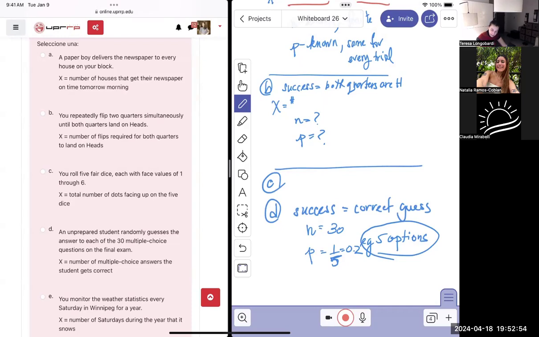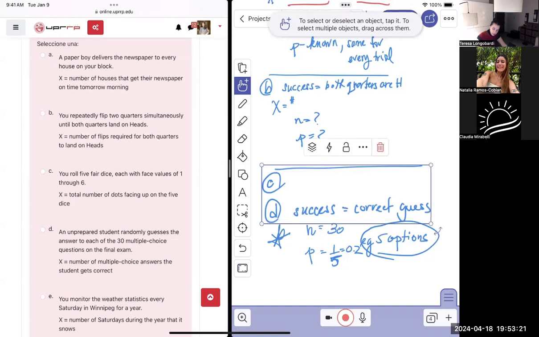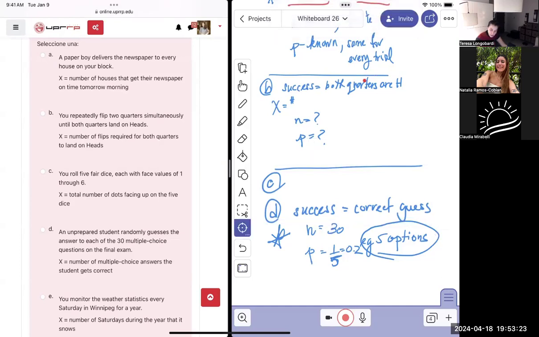And then X is the number of multiple choice answers the student gets correct out of 30. So I think this is the best one because I can easily get N. I could calculate P if I knew how many options there were: A, B, C, D, E. So so far this is my best guess at a binomial. The other ones might seem close and you might be able to see something, but it has to be very clear, all right?